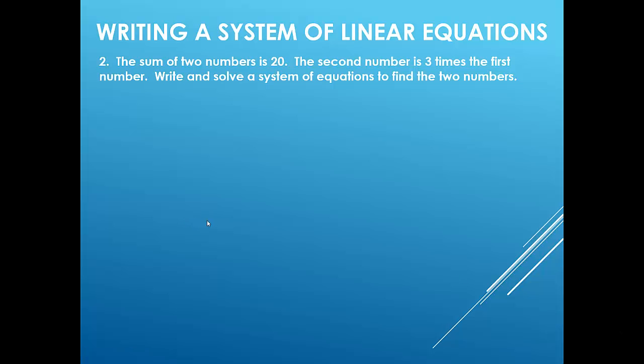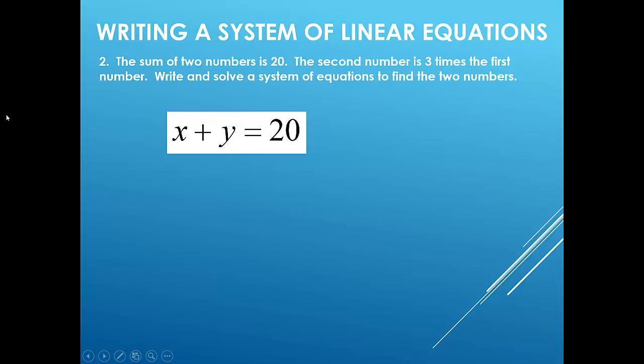Now for our second problem, we have the sum of two numbers is 20. The second number is 3 times the first number. Write and solve a system of equations to find the two numbers. Our first equation of the system is going to be that x plus y equals 20. Because we know sum is addition, we have two numbers, so x and y, and that's equal to 20. So x plus y equals 20.